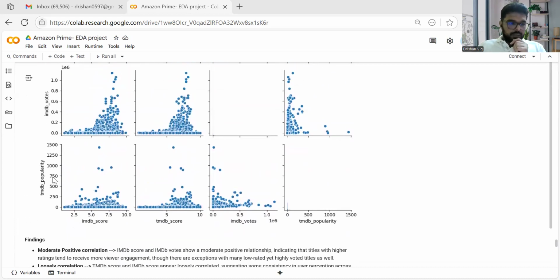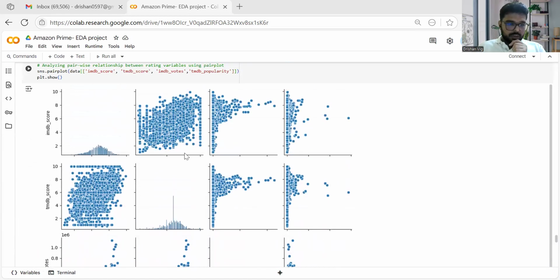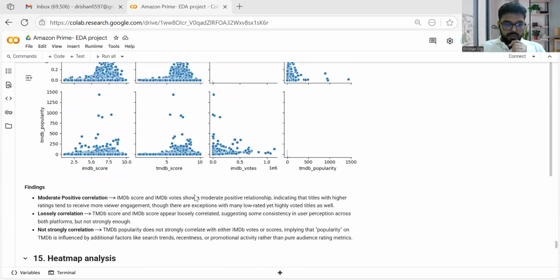So see, in this visualization, we can analyze that IMDb score and IMDb votes show a moderate to positive correlation, indicating that titles with higher ratings tend to receive more viewer engagement, although there are some exceptions, with many low-rated titles being highly voted as well.